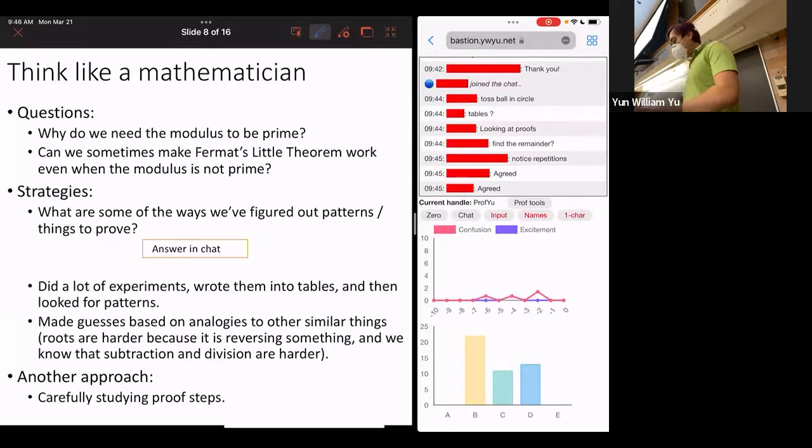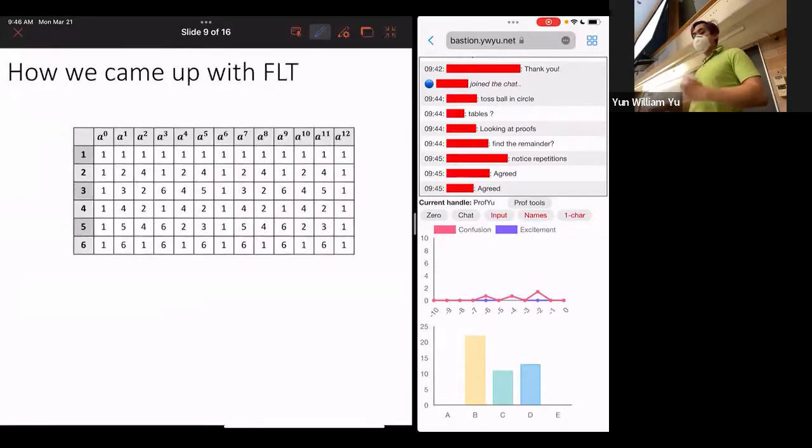So, as a reminder, how did we come up with Fermat's little theorem? Well, we wrote out these tables, and you noticed that a to the 6 and a to the 12 and a to the 0 had entire columns of all ones, right? So that's how we came up with Fermat's little theorem. The idea for it is like, well, here we're in mod 7, and in mod 7, it seems like multiples of 6 are always all-ones columns, right?